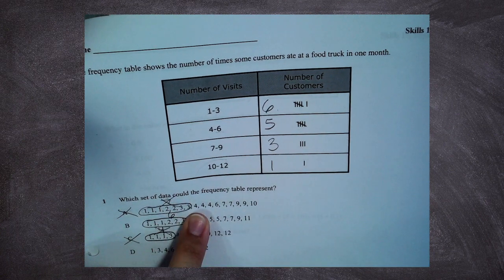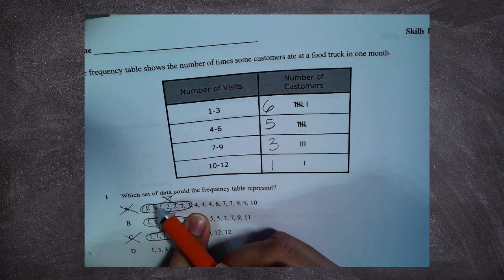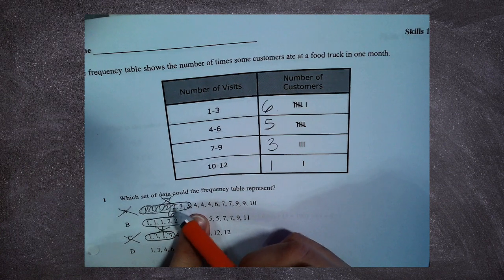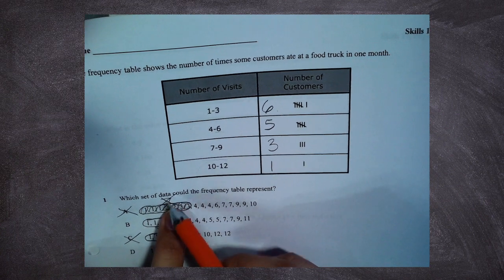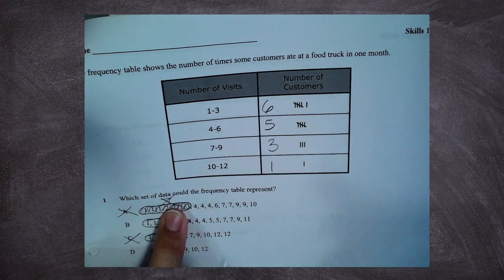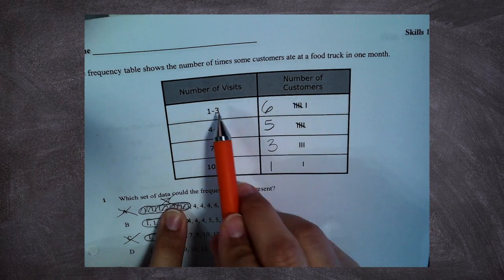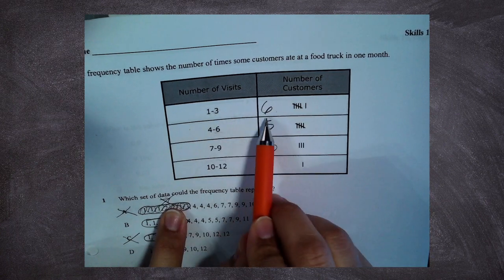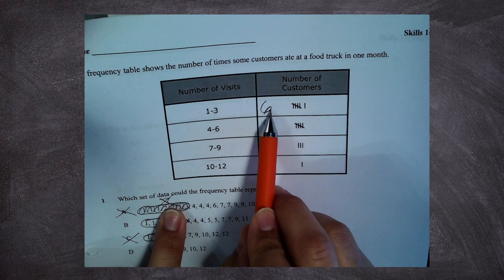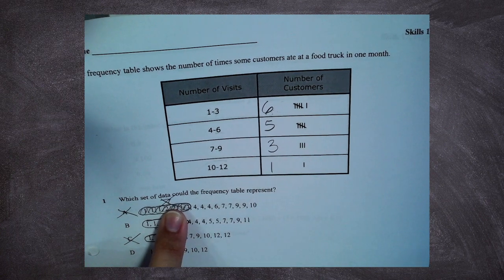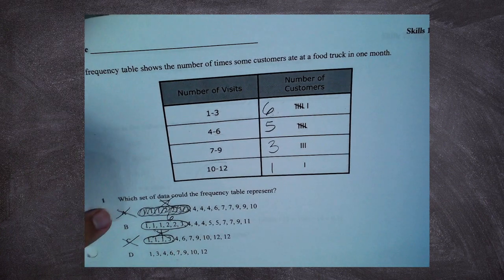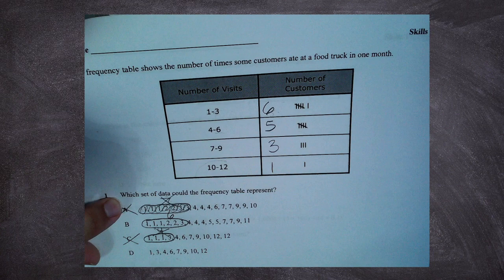Once I have them in a group, all I do is count how many numbers are in that group. 1, 2, 3, 4, 5, 6, 7. There were 7 numbers in that. I go back to my chart and I can see what the group was and how many should be in that group. I should have 6. But answer choice A had 7 numbers in that group. So that's why I was able to cross out answer choice A.